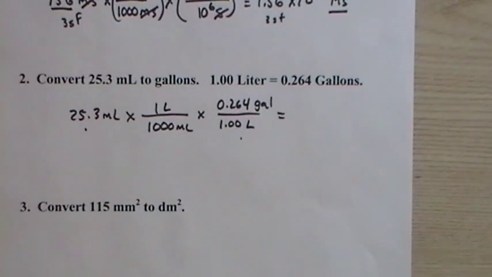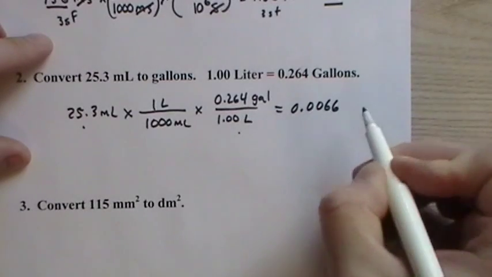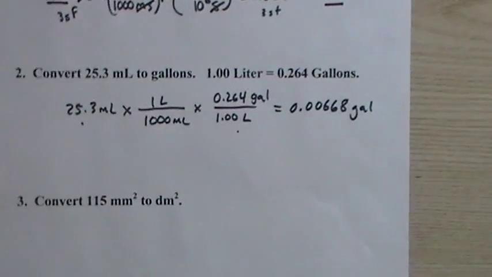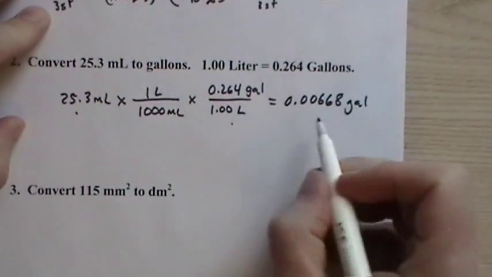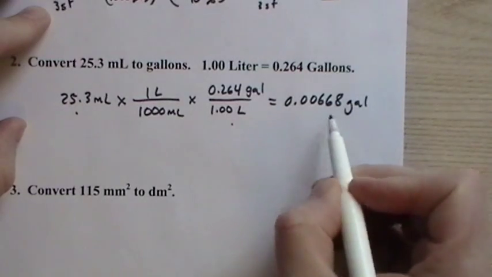So 25.3 divided by 1,000 times 0.26, and we get 0.00668 gallons. Now, for me, I'm happy with it. It's a very small number, so that makes sense. But I'm happy with this. I can read this. That's not a problem.